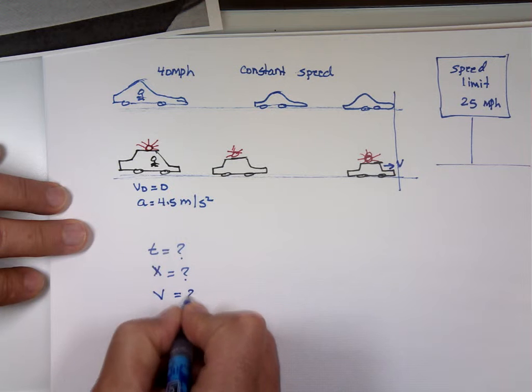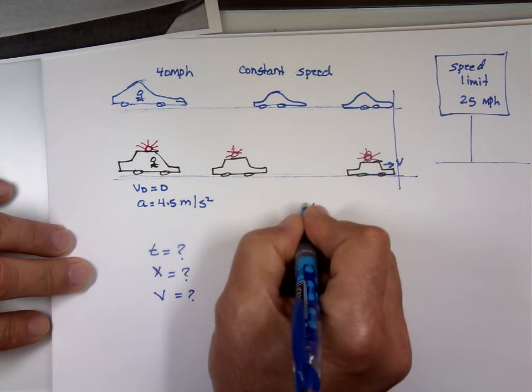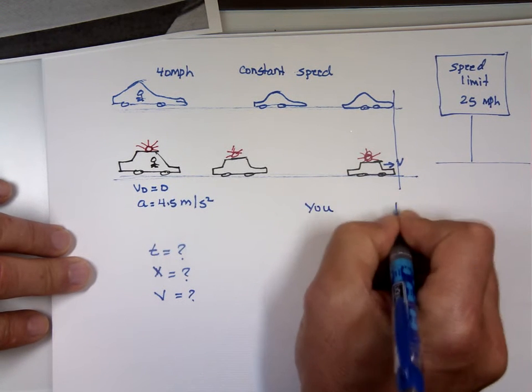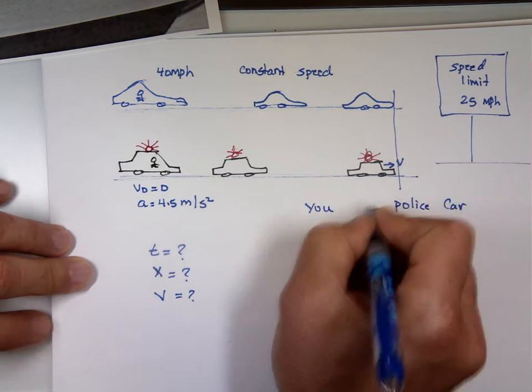Three questions. Okay. Let's label the cars. Car 1, car 2, police car, you. So this is you. This is the police car. Let's write what we know about each one.